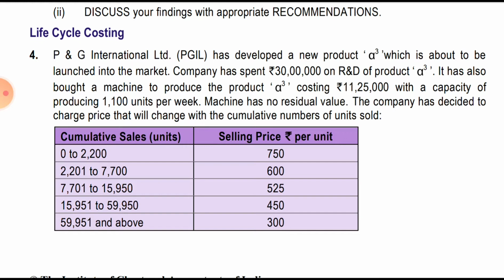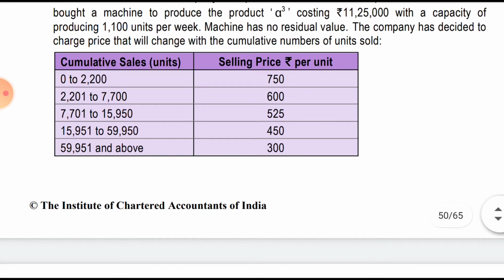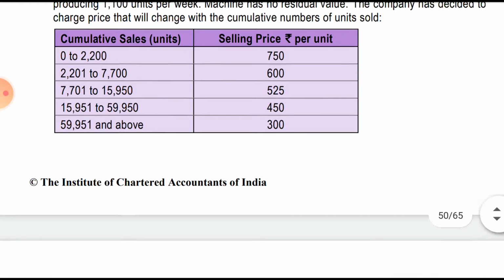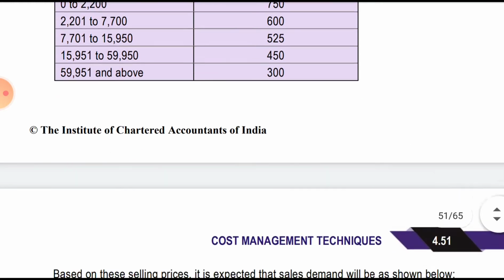The company has decided to charge a price that will change with the cumulative number of units sold. For the cumulative figure from 0 to 2200 units sold, the price will be 750. For 2200 to 7700, it will be 600. 7700 to 15950, it will be 525. Then 15951 to 59,950, it will be 450, and accordingly more than 59,951, it will be 300. So we can see the price is gradually reducing the more units are sold.